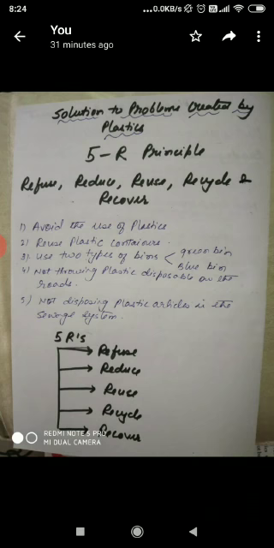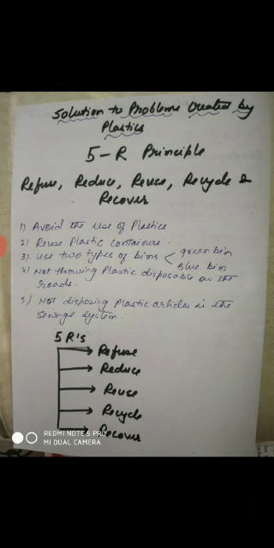There are some environmentally friendly habits which we can develop. The first is to avoid the use of plastic. When we go for shopping, we can take our own jute bag, carry bag, or cotton bag. We should not ask for plastic bags when we go shopping. Instead, we should carry a cotton or jute bag.